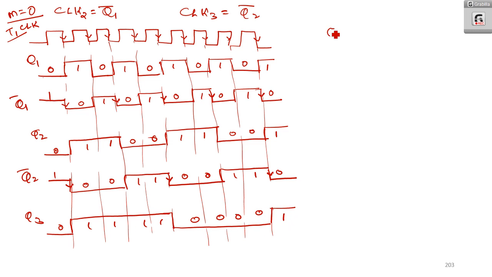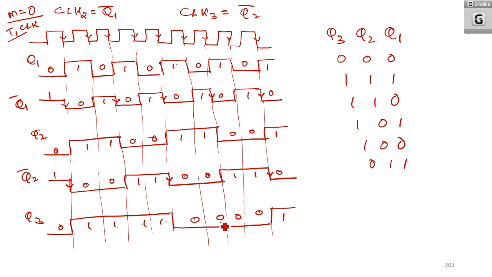Now I am writing in Q3, Q2, Q1 order. So initially what is Q3, Q2, Q1? 0, 0, 0. Then what do we get? 1, 1, 1 in the next clock. Then what do you have? 1, 1, 0. Then what do you have? 1, 0, 1. Then comes 1, 0, 0. Then comes 0, 1, 1. Then comes 0, 1, 0.